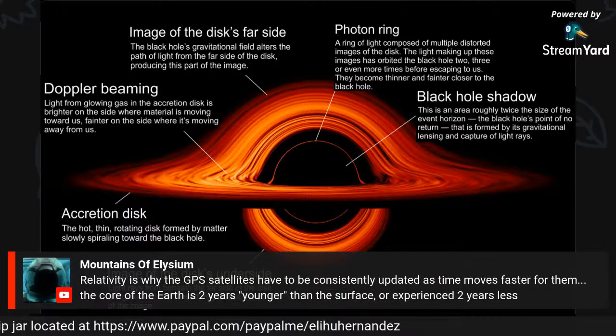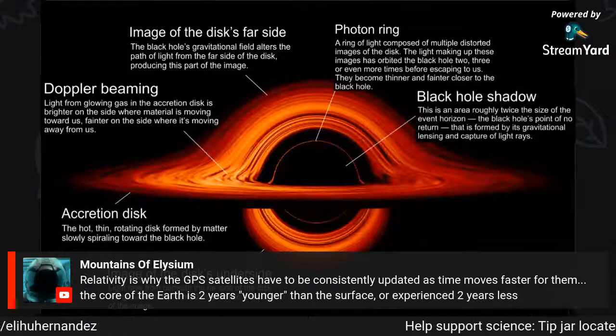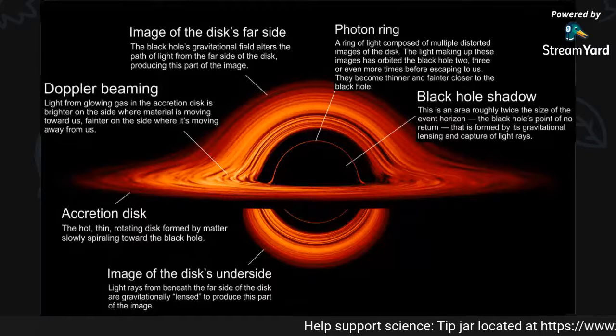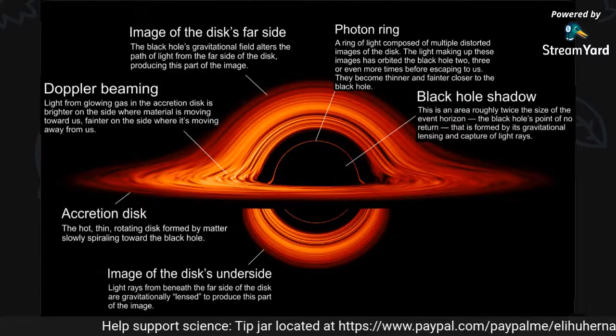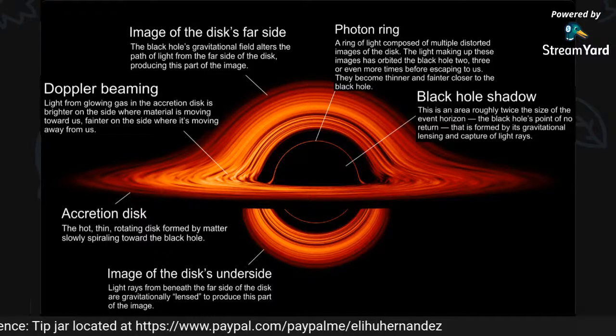Relativity is why GPS satellites have to be constantly updated, as time moves faster for them. According to relativity, the Earth's core is 2 years younger than the surface, so the core experiences 2 years less. Yes, technically, if you live in a high-rise building, you are aging a lot slower than the people living on the ground floor. A few microseconds, but you live a lot longer.